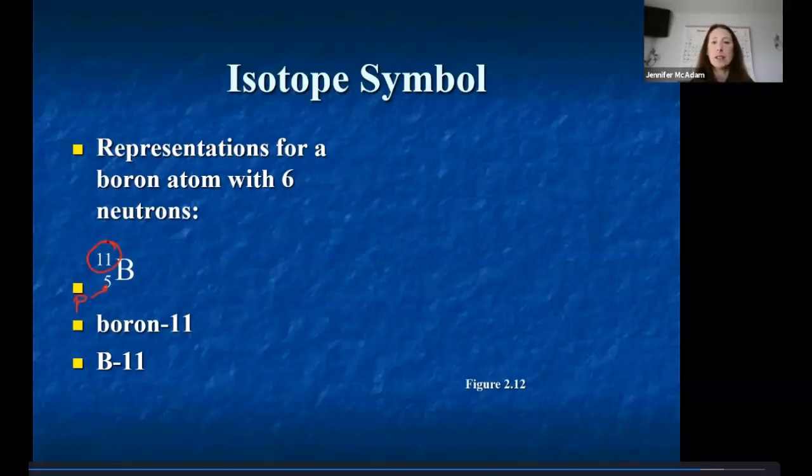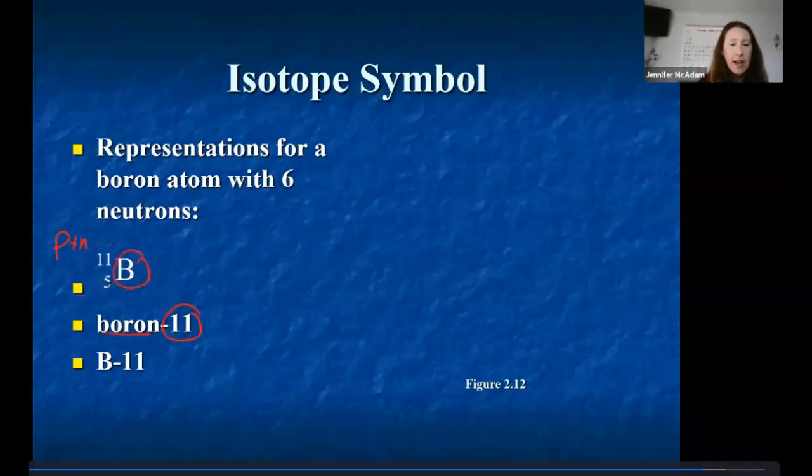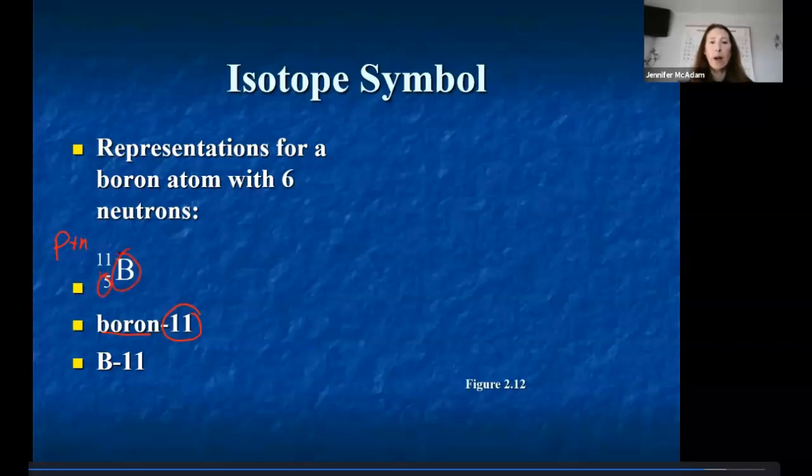The only number you can see on the periodic table is the protons. This is protons plus neutrons, right? That's our top number. We could also write that B11, because remember, boron has 5 protons. These are interchangeable. It's just like having a 5 and a boron there is just like saying boron, boron. They mean the same thing.